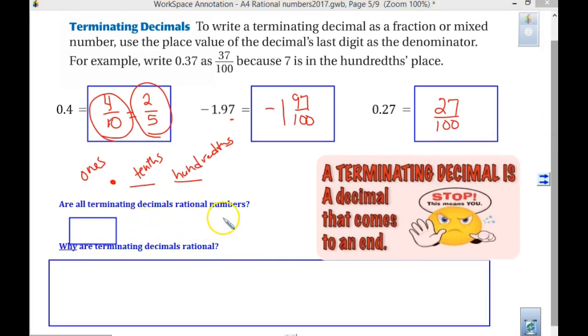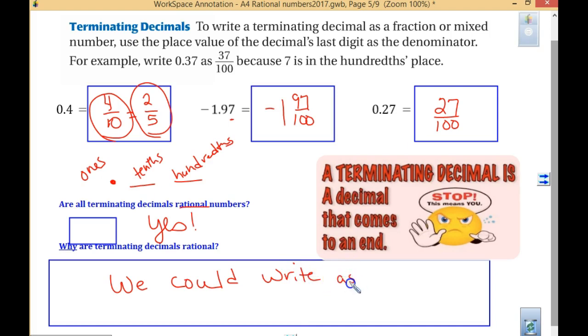And it says, are these terminating decimals rational? Could we write them as fractions? Yes. Why? We could write them as a fraction. If you can write something as a fraction, it is rational. Okay? So that's as simple as some of your homework questions are.